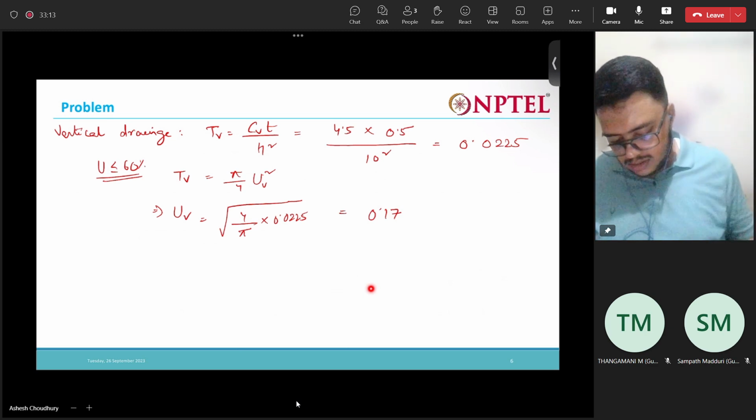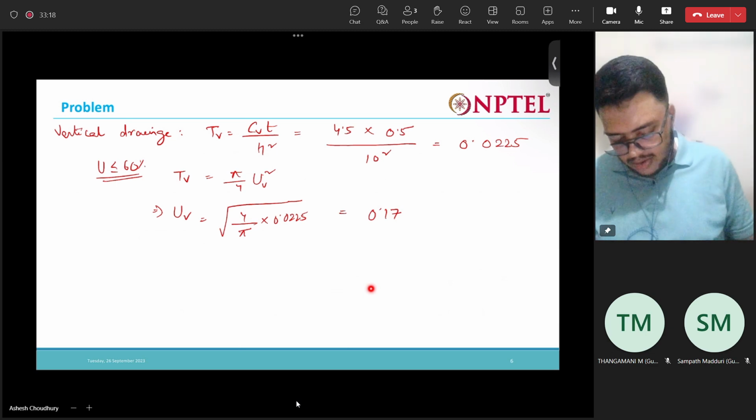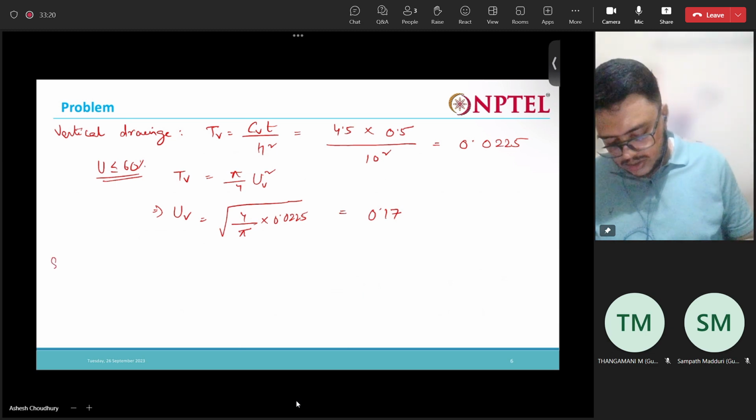Now you will see, if sand drains are also introduced, and if there is radial drainage also, then what happens?